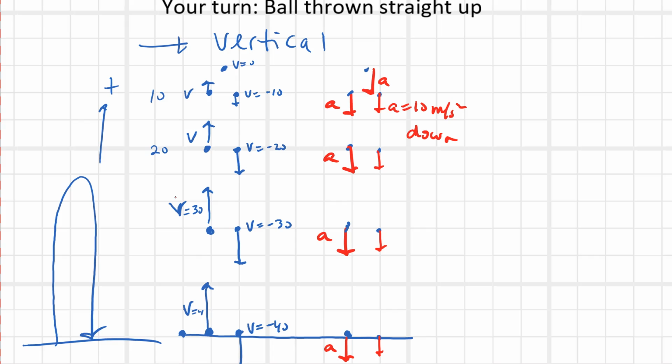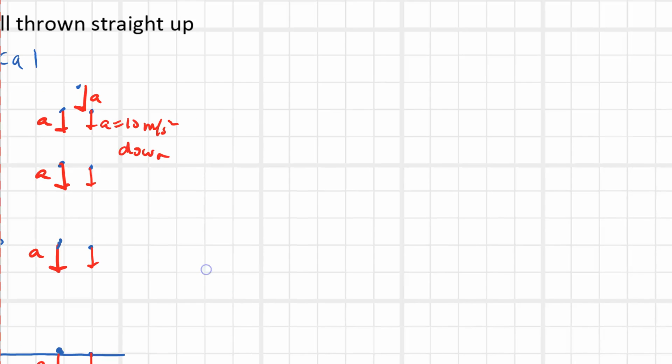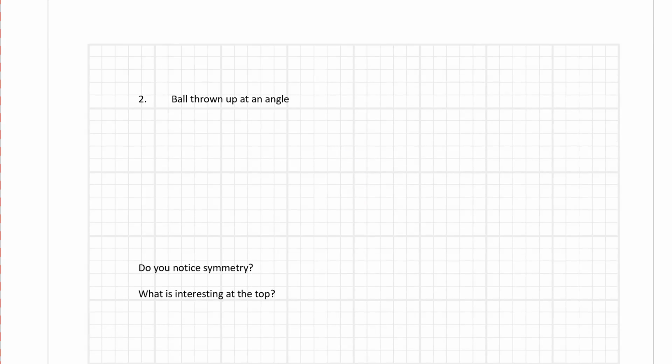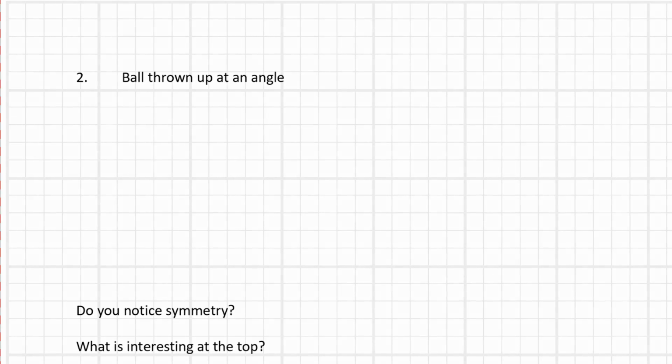On the way down, the velocity vectors are getting longer because the acceleration is down. All right, so let's take a look at the next one here. How about for a ball that's thrown up at an angle? So this would actually be similar to what we did in our lab, right?